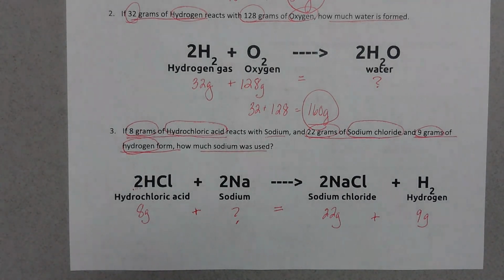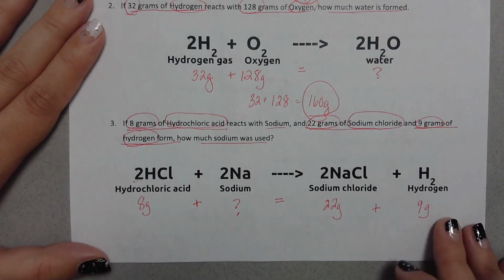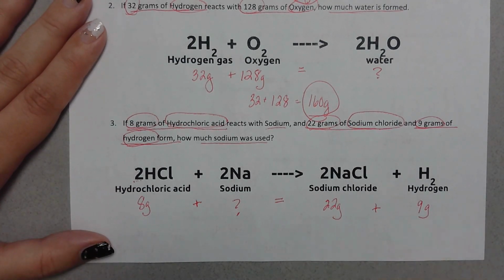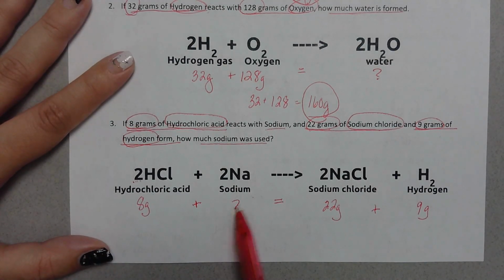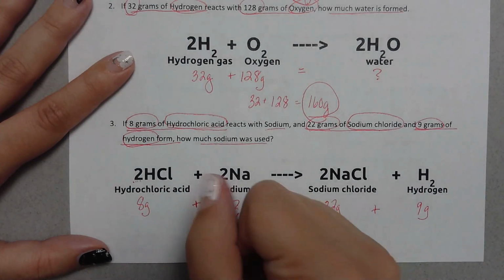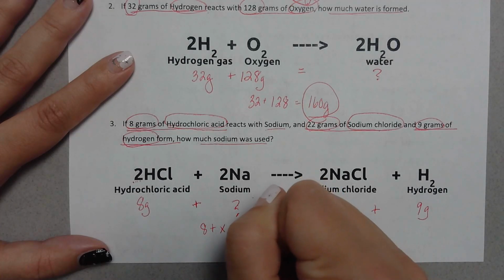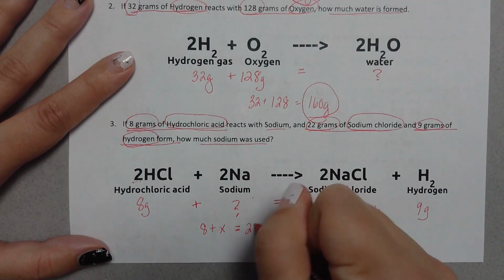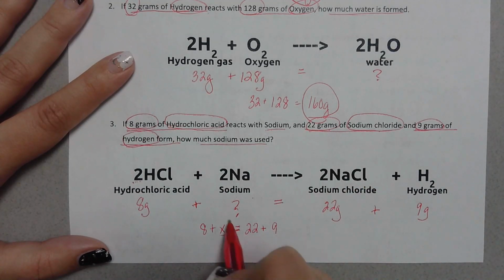And now if you're looking at this, you might say that it's similar to some questions that you might see in your math classes. In math, if we're not sure what a number is, we use a variable. And usually we use the variable x. So we can rewrite this equation so that it's 8 plus x equals 22 plus 9. And we're trying to solve for this x here.